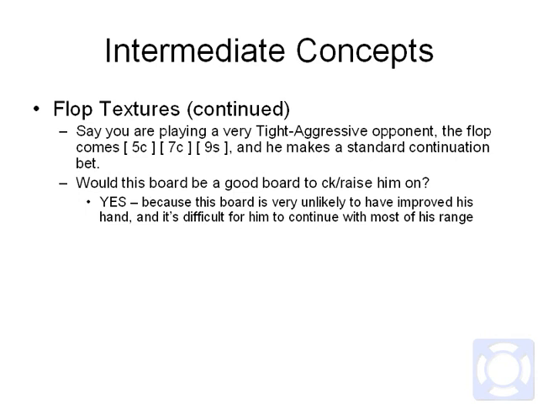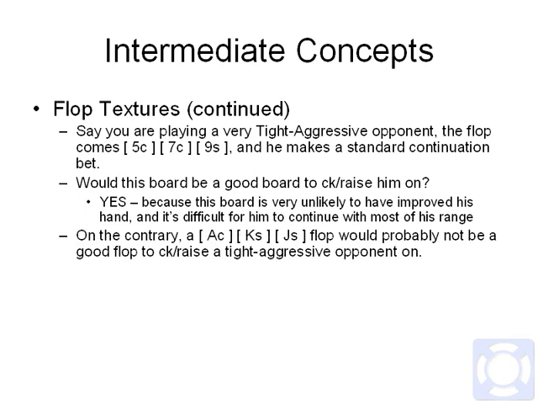So you're going to get a lot of folds here. A tight aggressive opponent should continuation bet with a good frequency, so they're going to be making a c-bet frequently, but their hand just doesn't match up with this board very often at all, which makes it a very profitable spot for you to check raise. However, on the contrary, an Ace-King-Jack board with a flush draw would not be a good flop to check raise a tight aggressive opponent on because it hits so much of his range.